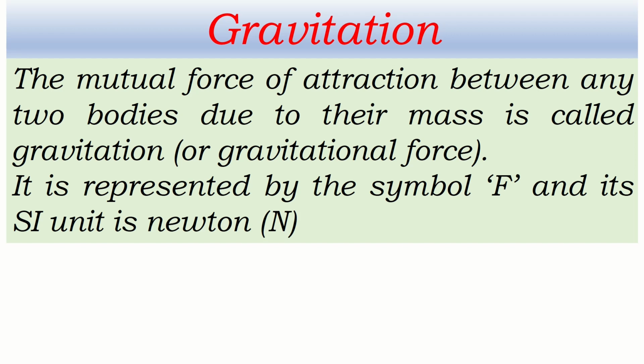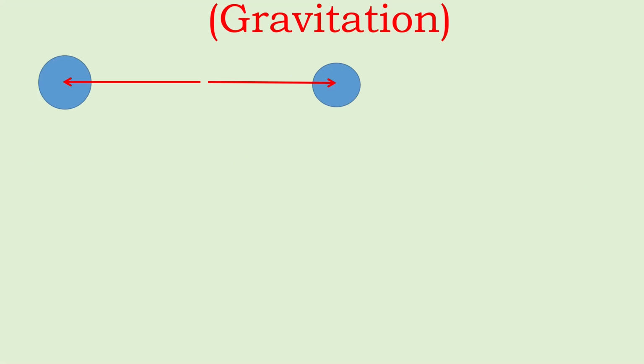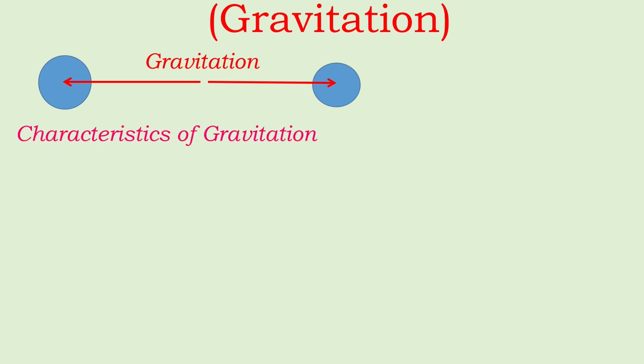It is represented by the symbol F, F for force, and its SI unit is Newton. Since it is a force, it is measured in Newton. Let's go forward. This is the diagrammatic representation of gravitational force between any two bodies. I want to tell you about the characteristics of gravitation. There are some characteristics which we must remember, and then we'll be clear about gravitation.